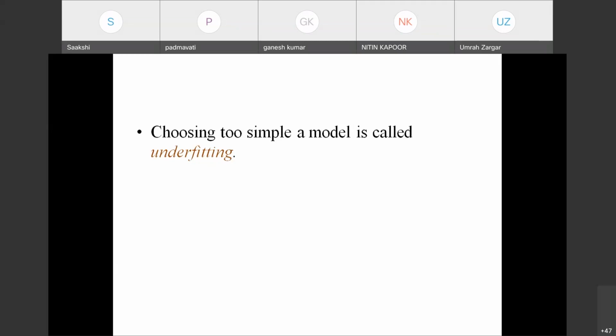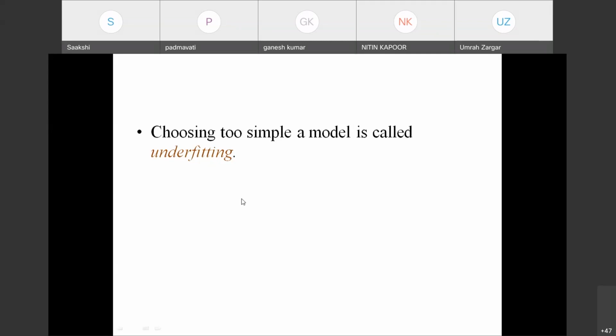Whereas in underfitting, it is not the same as overfitting, because here we have chosen such a simple model that my model is not giving good accuracy on the training data itself. That means my model has not learned the training data. Forget about generalizing it. So that is nothing but underfitting.